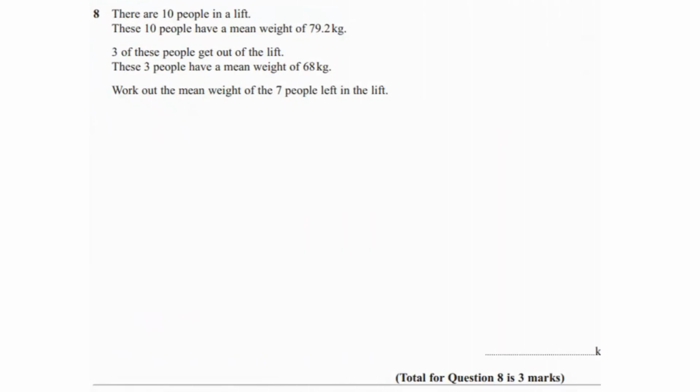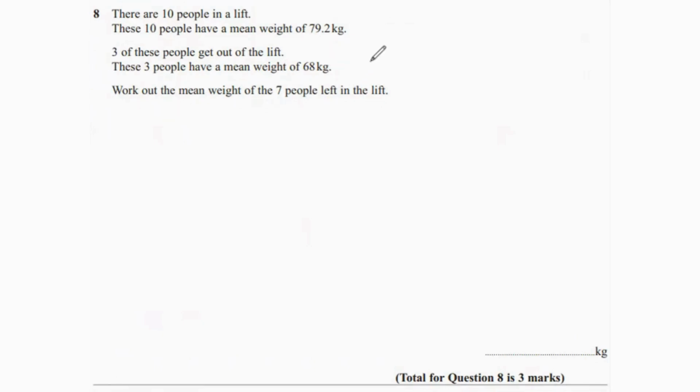Next question says that there are 10 people in a lift. These 10 people have a mean weight of 79.2 kilograms. 3 of these people get out of the lift, and these 3 people have a mean weight of 68 kilograms. Work out the mean weight of the 7 people left in the lift. Again, as you can notice, the questions are worded very similarly. The only change that they make is the difference in the values and the event that's happening in the question.